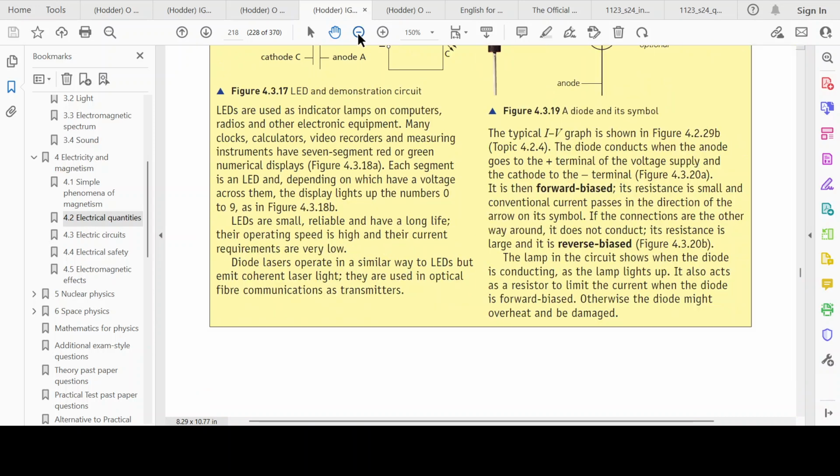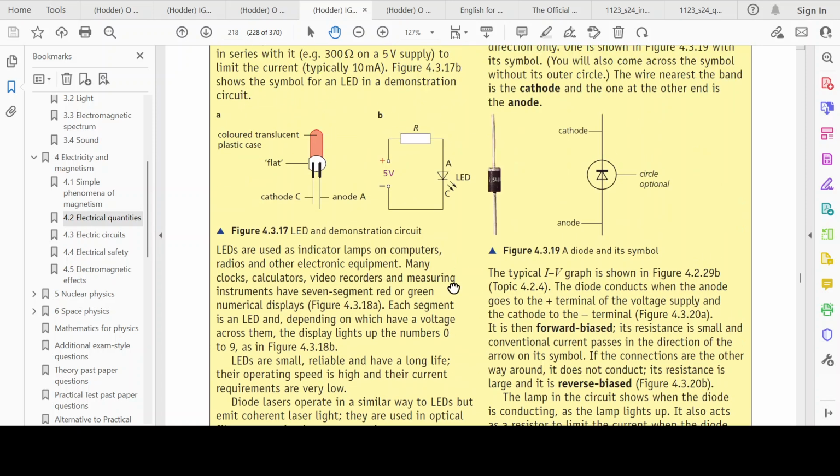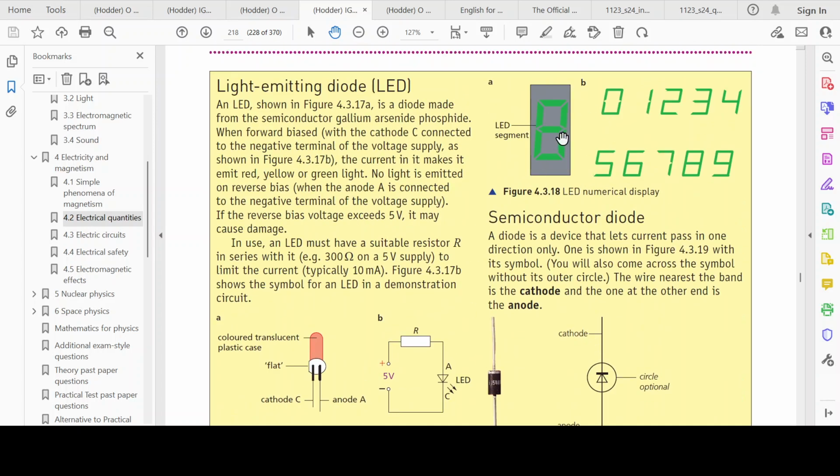LEDs are used as indicator lamps on computers, radios, and other electronic equipment. Many clocks, calculators, video recorders, and measuring instruments have 7-segment red or green numerical displays. Each segment is an LED, depending on which have a voltage across them. The display lights up the numbers 0 to 9. Right? So for example, this display over here, this whole thing is an LED. Depending on where the current's coming in, you can see these different numbers.